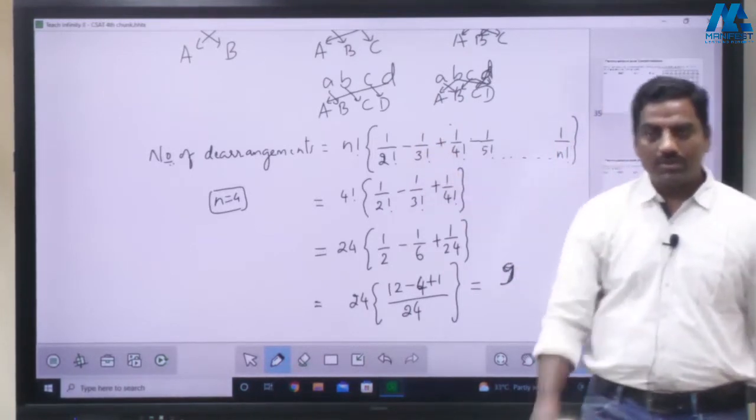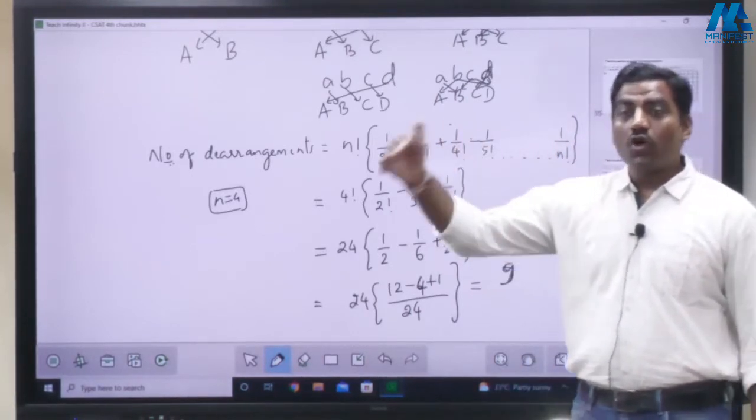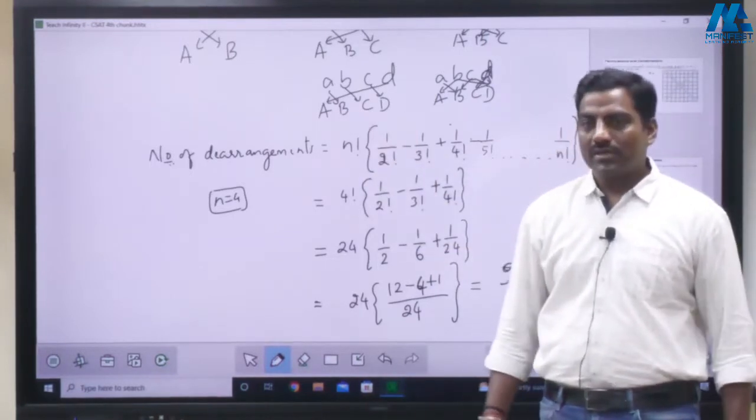For 3 it is 2. For 4 it is 9. So it will go on increasing for 5, 6 and all.